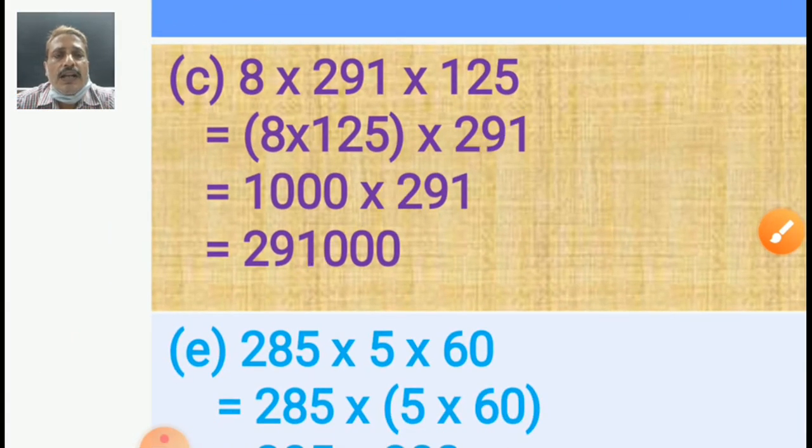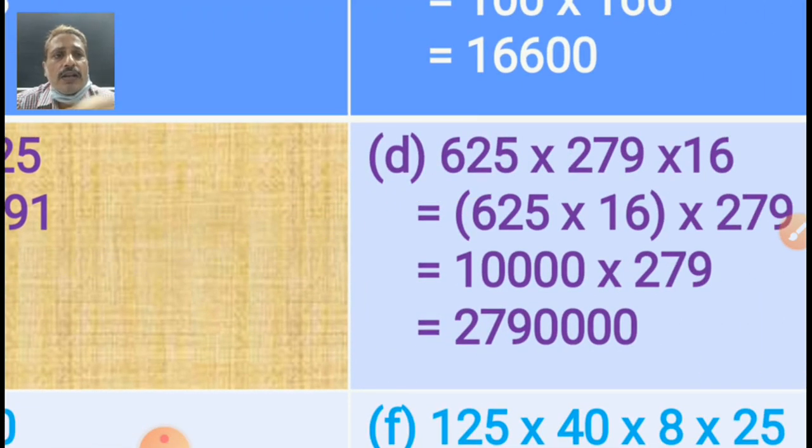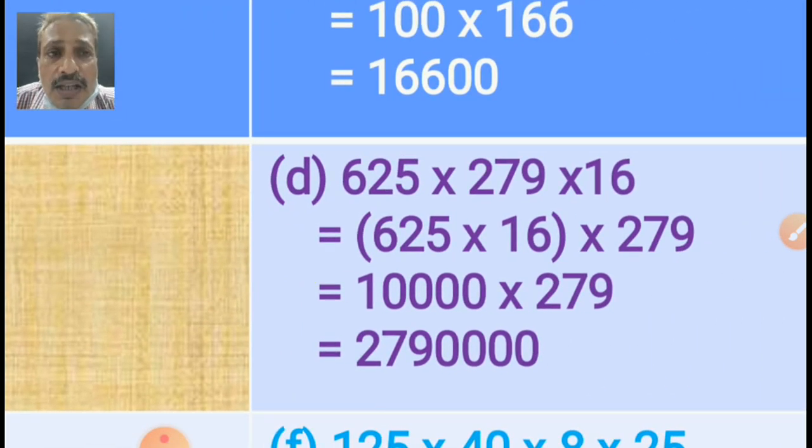C is here. 8 into 1,291 multiplied by 125. Yes, student, now regarding the third, 1000 you can make. How can you make 1000? So many ways are there. You just count here, 8 into 125 together gives us 1000. And the third number as it is. 3 zeros you can add afterwards. Very clear. Now move to the next one. 16 is there. 625 into 16 gives us 10,000. The last number remains and 4 zeros are there.